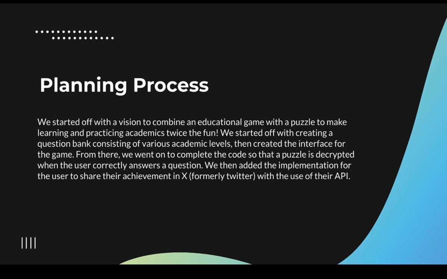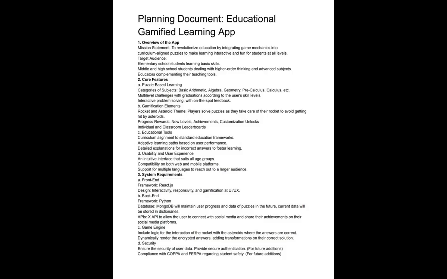We started by creating a question bank consisting of various academic levels, then created the interface for the game. From there, we went on to complete the code so that the puzzle is decrypted when the user correctly answers a question using user input validation. We then added the implementation for the user to share their achievement in X, which is formerly Twitter, with the use of their X API. This is our planning document. Please feel free to pause and read if needed.